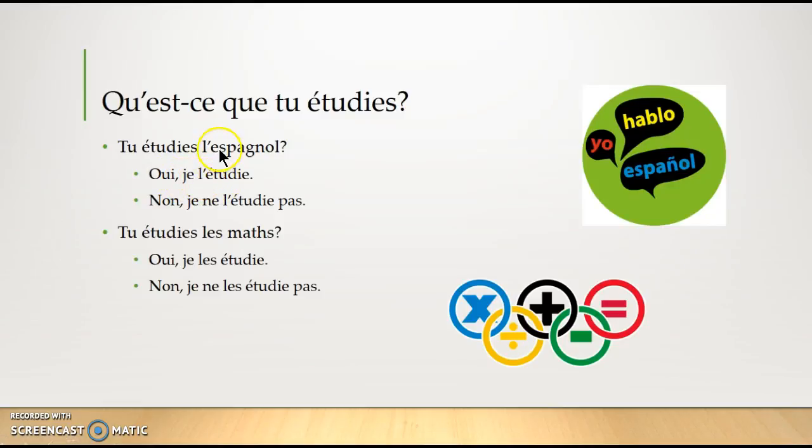This L apostrophe referring back to espagnol. Non, je ne l'étudie pas. So notice that the pronoun has to stick with the verb and the ne pas goes right around them. Okay? Tu étudies les maths. Remember math is always plural. So je les étudie. I study them. Although in English we would say I study it. Math. Non, je ne les étudie pas.